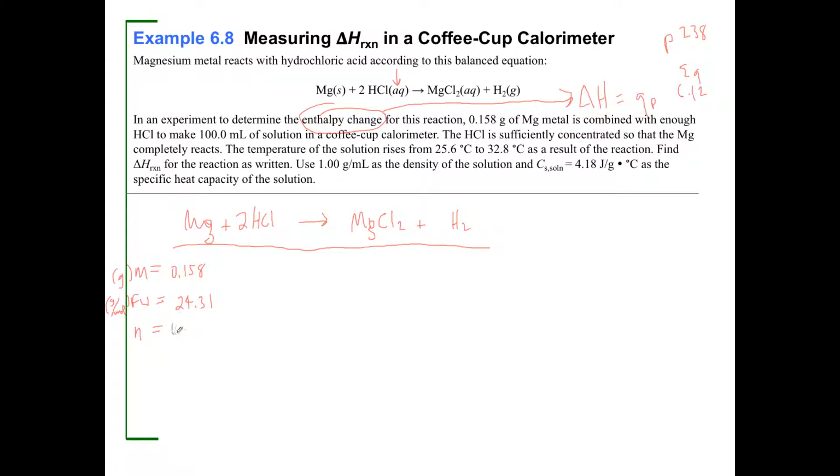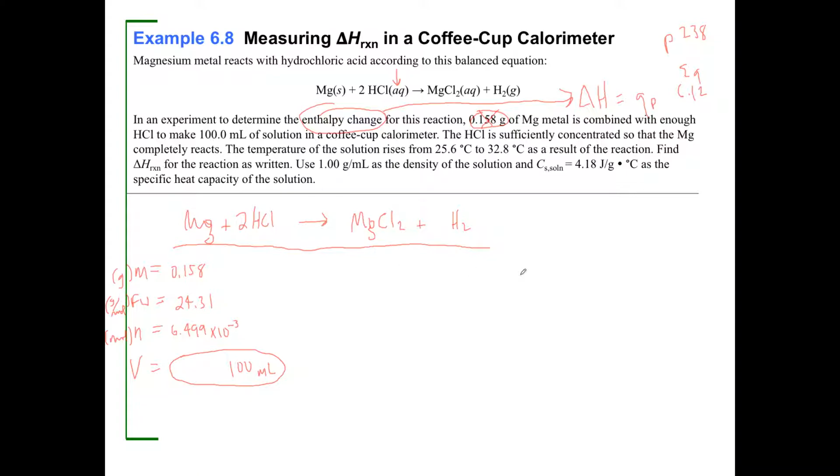So it looks like we've got 6.499 times 10 to the negative 3, and this is in moles, of course. So all I've done is just now interpreted this one, so we've taken care of that. It is combined with enough HCl to make 100 mils of solution in a coffee cup calorimeter. I don't know much about the HCl, but the total volume of everything is 100 mils. The HCl is sufficiently concentrated so that the magnesium completely reacts.